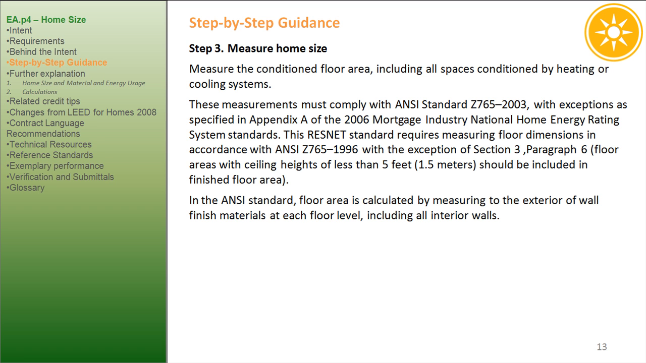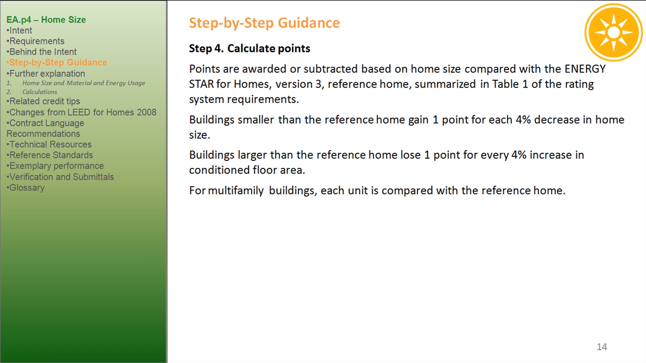In the ANSI standard, floor area is calculated by measuring to the exterior of wall finish materials at each floor level, including all interior walls. Step 4. Calculate points. Points are awarded or subtracted based on home size compared with the Energy Star for Homes, version 3, reference home, summarized in Table 1 of the rating system requirements.